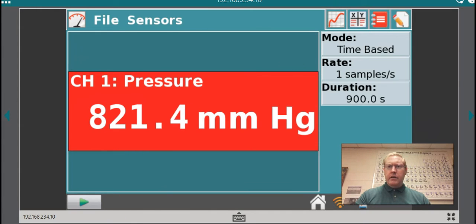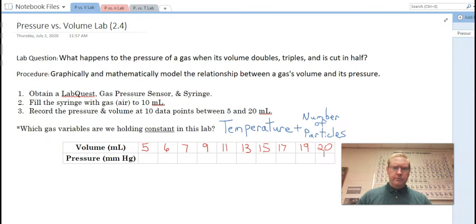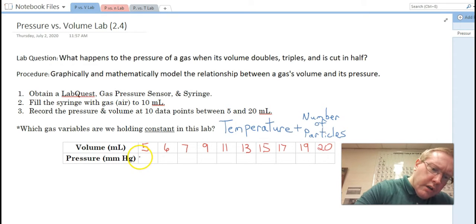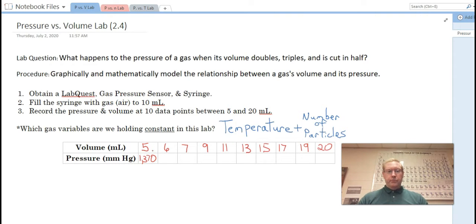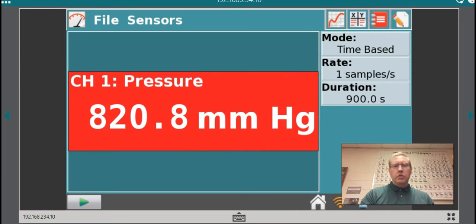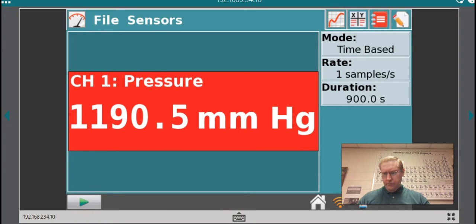So let me go back to my data table. And at 5 milliliters, we'll say that we had a pressure of 1,370 mmHg. Okay. Let me now adjust my syringe again. This time I want to set it to 6 milliliters. That was my next data point. And I'm right at 6, and we're right at about 1,150.